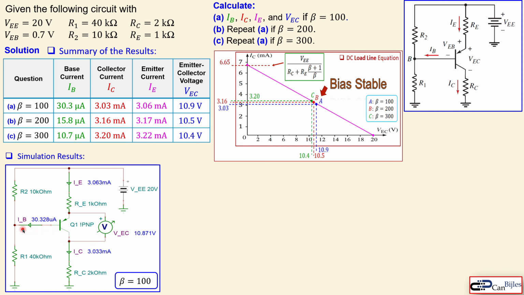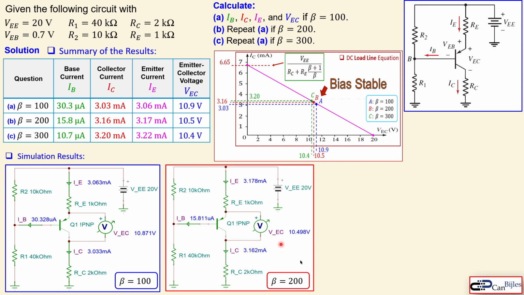You see the base current is going here, which is 30.328 microamps, so close to what we have calculated. The collector current is 3.33 milliamps, also very close to what we have in the close vicinity. And also the emitter current is here 3.06, also very close to what we have. So those are really close values as calculated in the simulator. And the 10.87 is 10.9 approximately, which is our VEC. So we can see these are very close values.